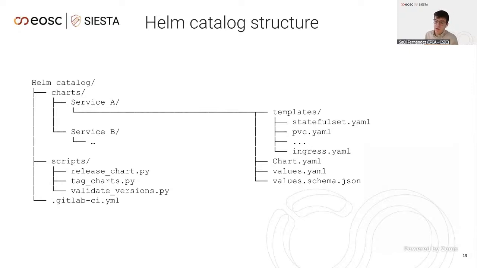Lastly, we can see a values.schema.json file that is not part of the standard Helm catalog structure. This file is needed by Onyxia in order to render the configuration fields shown in the dashboard, in order to know which fields of the service need to be configured in order to deploy the service.